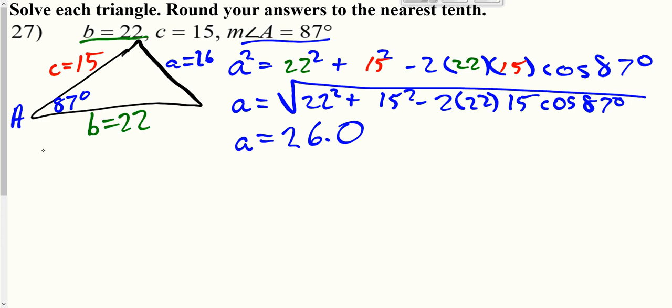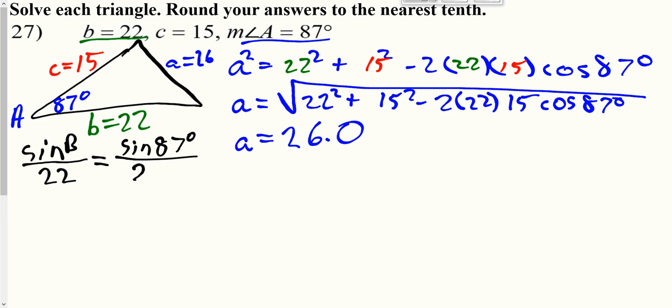Now, whichever angle you find next, B or C, doesn't make a difference. I'm going to go sine of B, because I like to have what I'm looking for on top, over side B, equals the sine of the angle of my opposite pair over the side opposite, which is 26. And then to solve for B, I got to get rid of dividing by 22, so multiply both sides by 22.